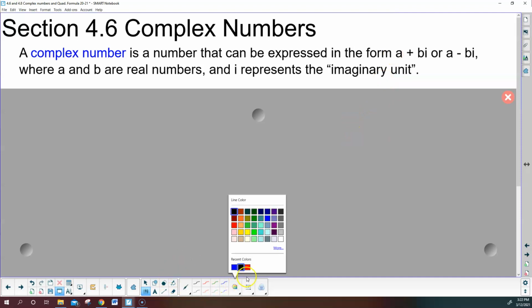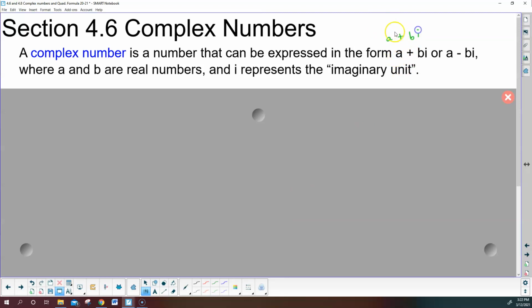Do note, I should say, that when we say a plus bi, the a is a real number, and the bi, b is a number, but then we're timesing it by an imaginary number. Think of that as the imaginary piece.